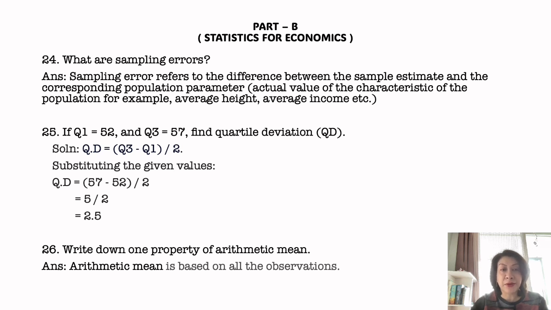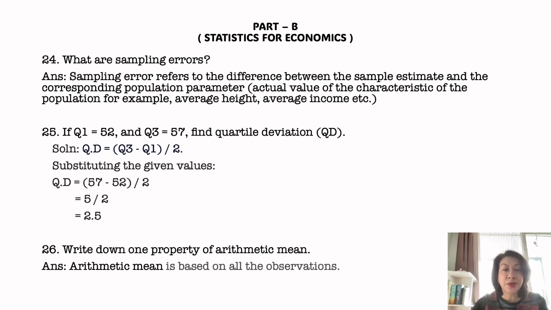Sampling error refers to the difference between sample estimate and the corresponding population parameter. Actual value of the characteristics of the population, for example, average height, average income, etc.